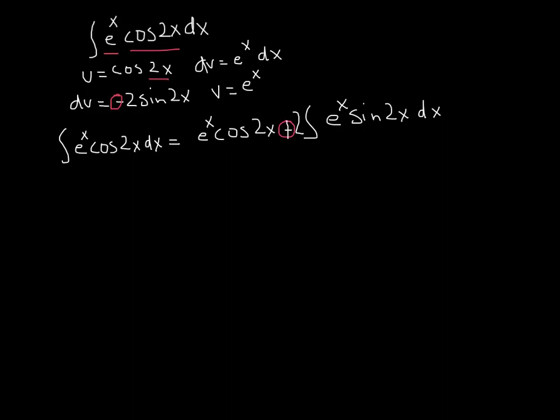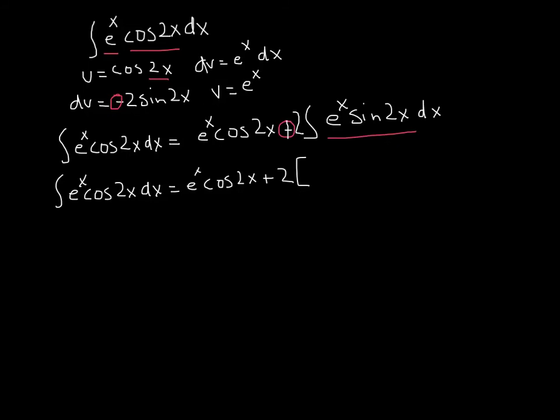And then I'm going to integrate this part again using the integration by parts. Alright, so I'm going to rewrite this: the integral of e to the x cosine of 2x dx is equal to e to the x cosine of 2x plus, and we have to go through the process here, so it's going to be 2 times bracket uv minus the integral of v du.